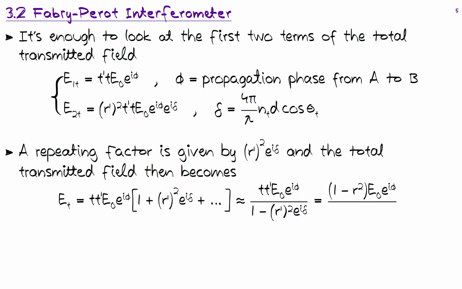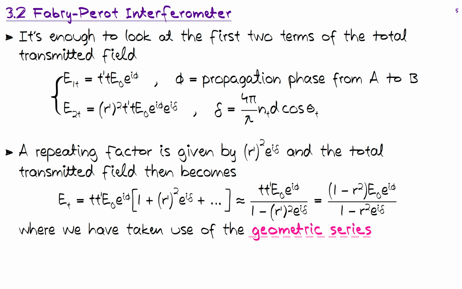And then we can equate that t times t prime equals 1 minus r squared, as long as we are conserving energy in the system, and that was the implicit assumption we made. And then the same thing here, we can replace this r prime squared with just an r squared term. So that's the final conclusion that we get for the transmitted field. And we have made use of the geometric series of this form, to approximate this kind of form into this form.